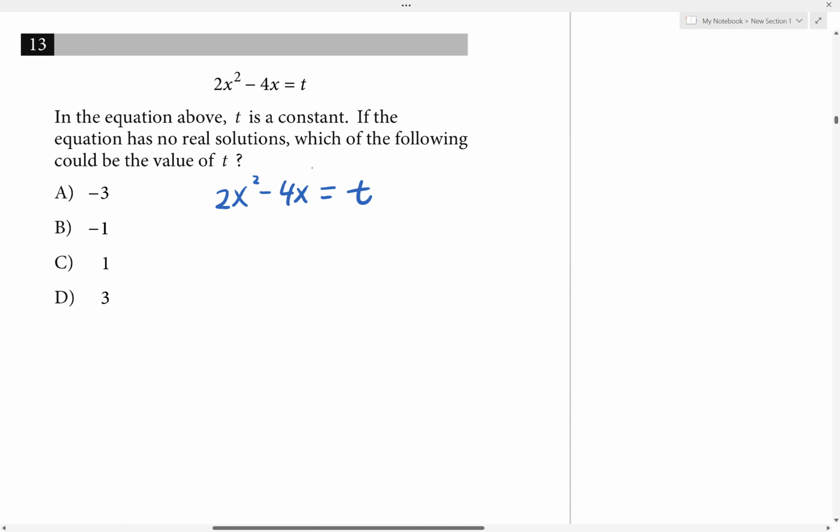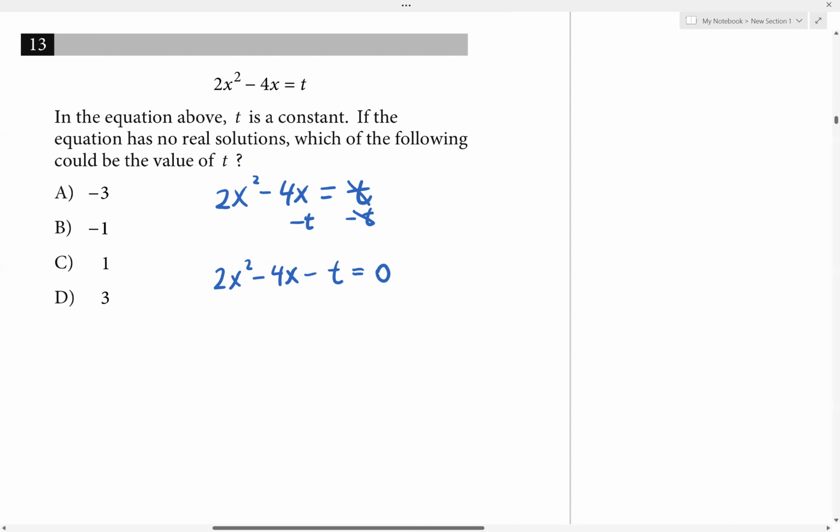And for this equation, we want it to have no real solutions. So to begin, before we solve a quadratic equation, we have to first set it equal to 0. So let's go ahead and move over t. t is a constant, which just means t represents a number. So let's just move it over. Do minus t on both sides, set it equal to 0, and we get 2x squared minus 4x minus t equal to 0. So this will be our equation now, set equal to 0.